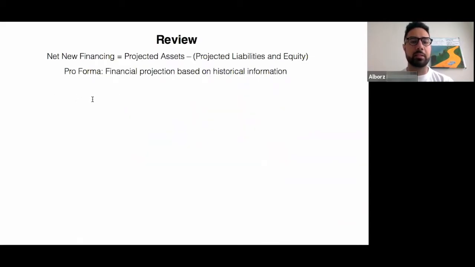In Chapter 18, we learned about the net new financing equation. Net new financing equals projected assets minus the total of projected liabilities and projected equity. This is reminiscent of the basic accounting equation, which states that the left side, assets, must be equal to the right side, the total of liabilities and equity.